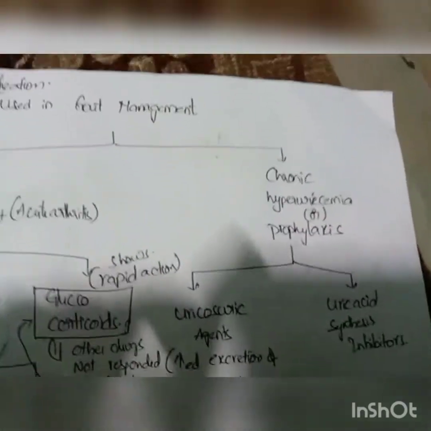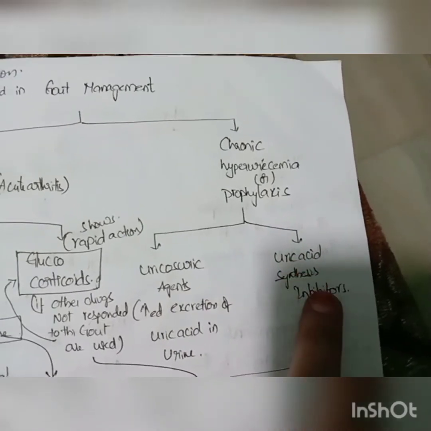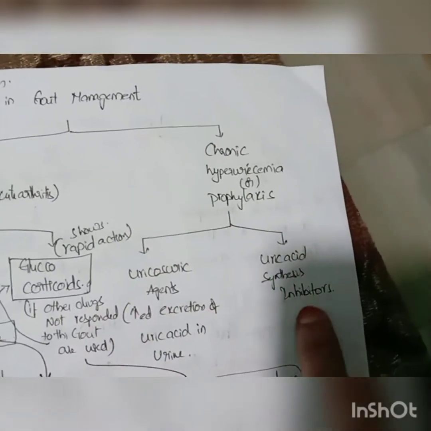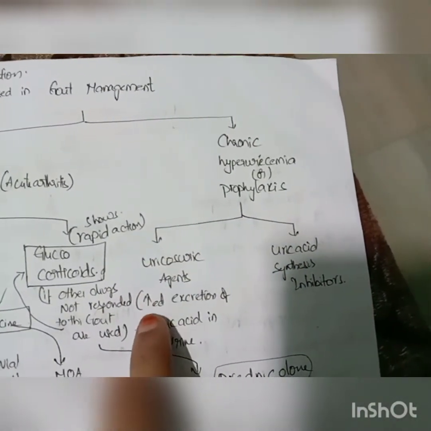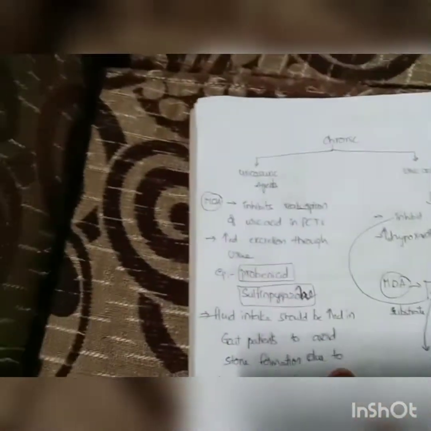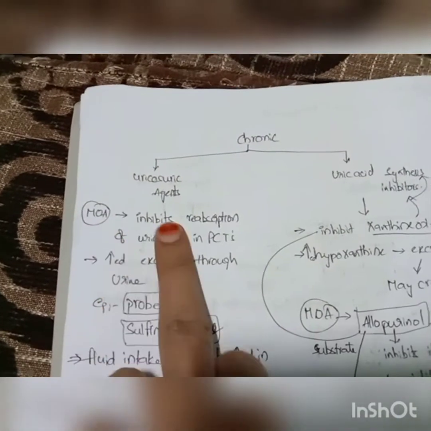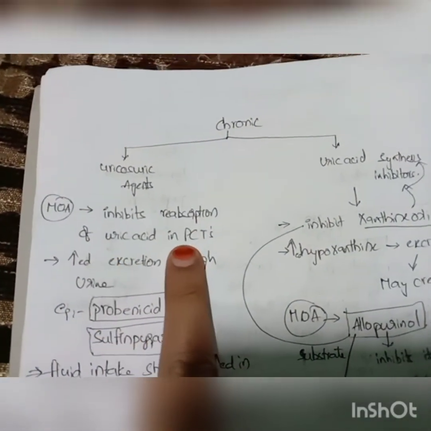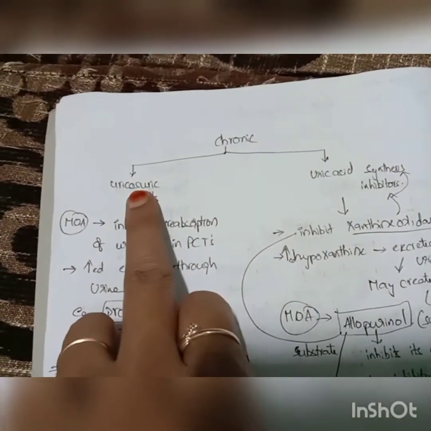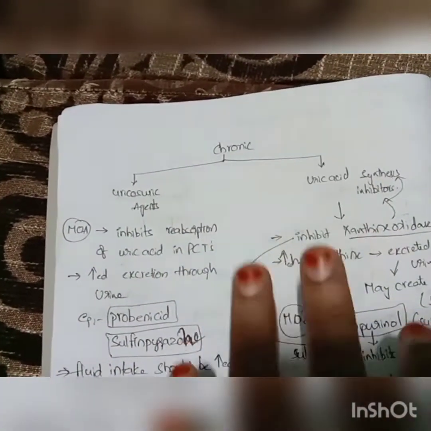Coming to chronic hyperuricemia or prophylaxis, there are two types: uricosuric agents and uric acid synthesis inhibitors. Uricosuric agents increase the excretion of uric acid in urine. What is the mechanism? They inhibit reabsorption of uric acid in the proximal convoluted tubules. Reabsorption is inhibited, so these uricosuric agents decrease the levels of uric acid, and the maximum is excreted through urine.